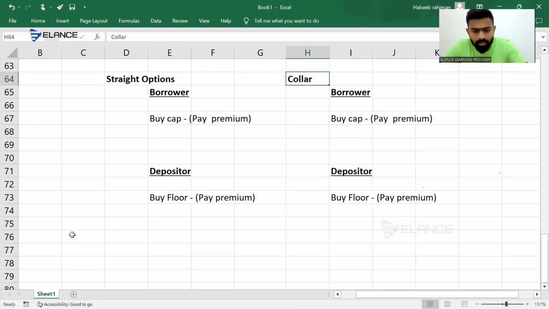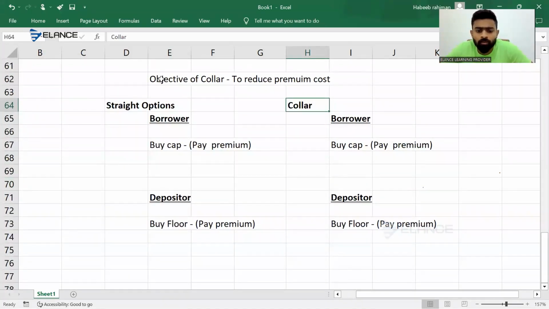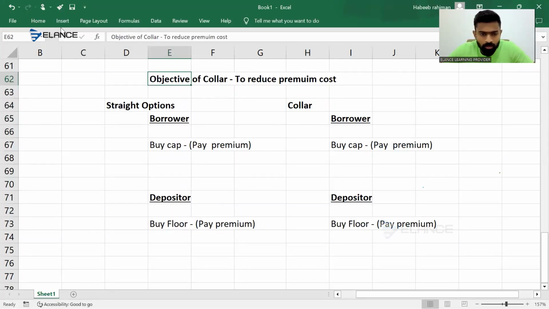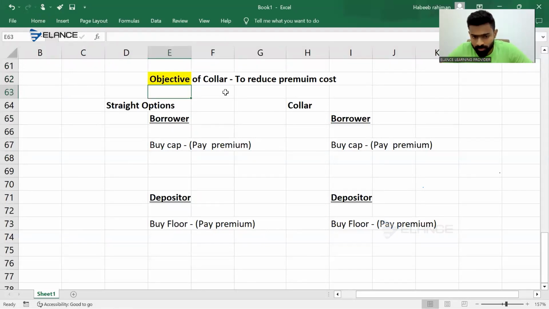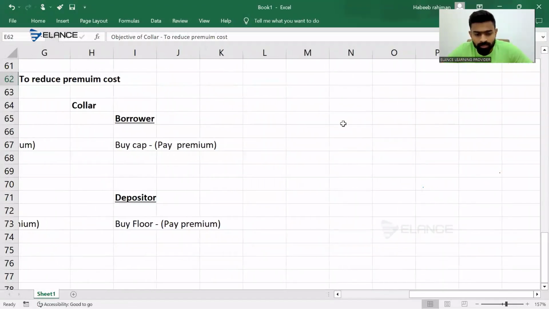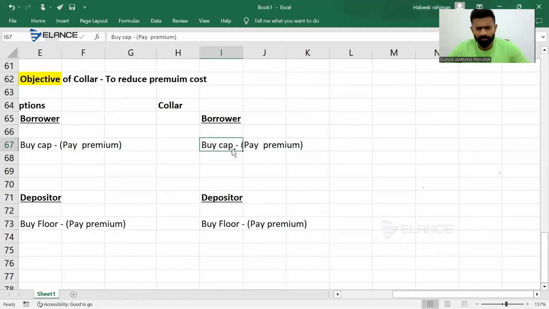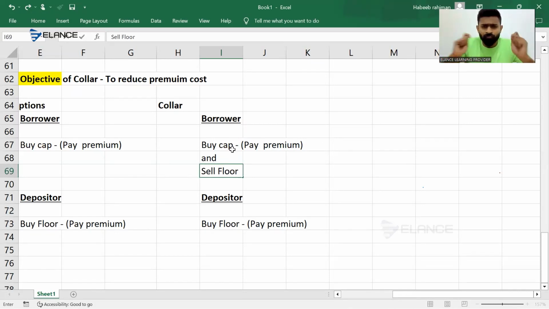See, you need to learn this only. What is the objective of a collar? The objective of a collar is to reduce premium cost. In a collar, how will they reduce that? See, a borrower buys a cap. That means we are taking an option from a counterparty. Simultaneously, we also sell the other option. While you are selling the option, you will receive premium.